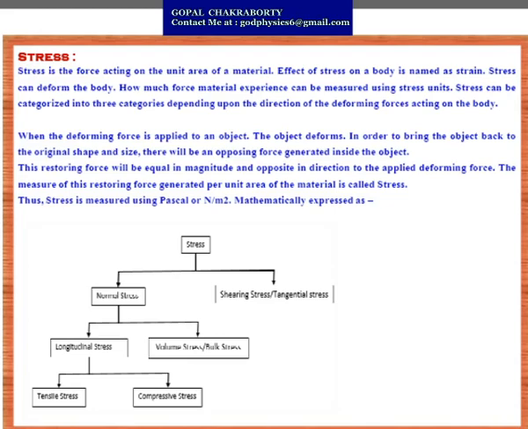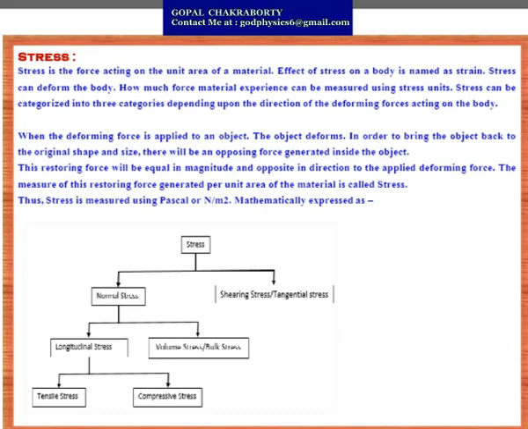When a deforming force is applied to an object, the object deforms. In order to bring the object back to its original shape and size, an opposing force is generated inside the object. This restoring force will be equal in magnitude and opposite in direction to the applied deforming force. The restoring force generated per unit area of the material is called stress. As it is force per unit area, it has the unit Newton per meter square, or Pascal.